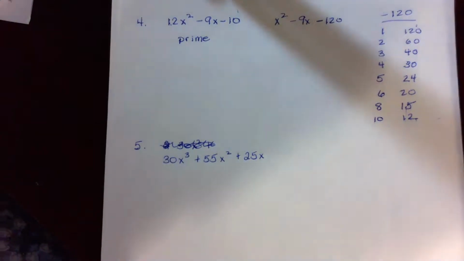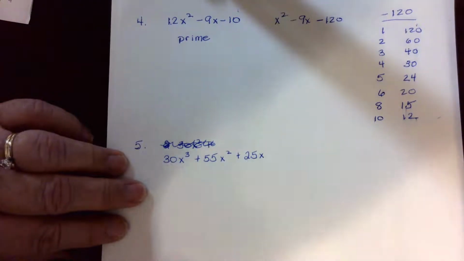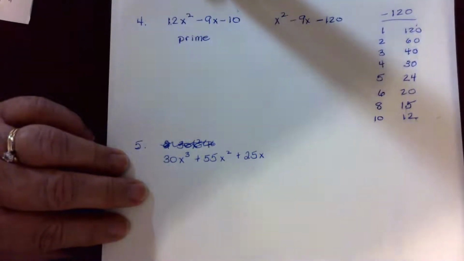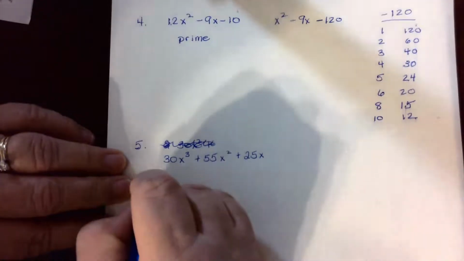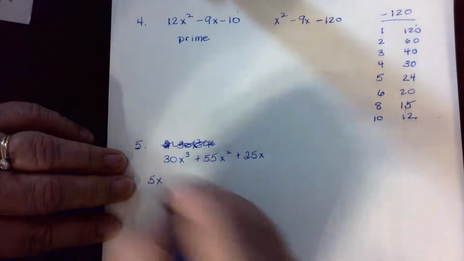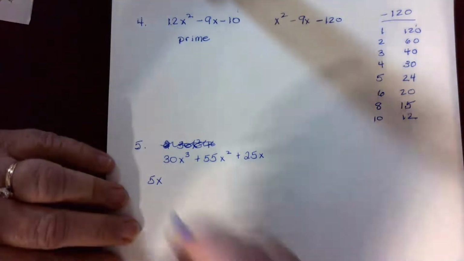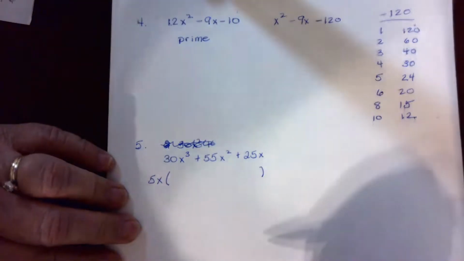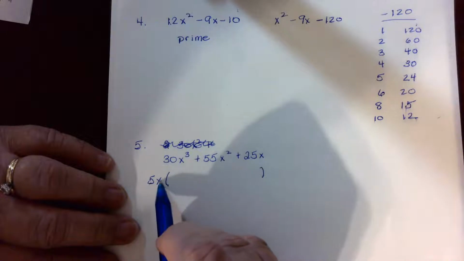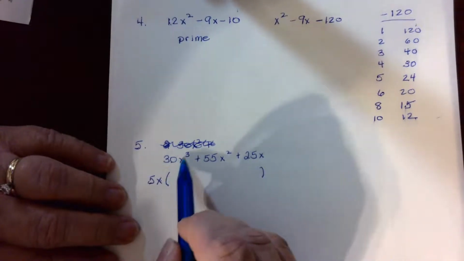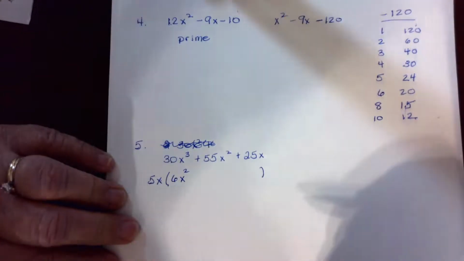So, I look at this and I make 2 observations. 5 will divide into all those numbers, so that's a common factor. And they all have a factor of x. So my first step, because if there's a common factor, you absolutely have to do that first, I'm going to factor out the 5x, and I ask, what do I multiply by 5x to get 30x to the third? And that would be 6x squared.